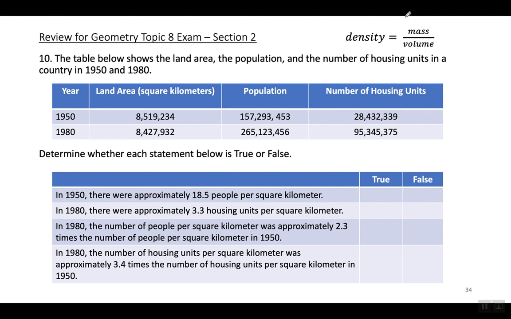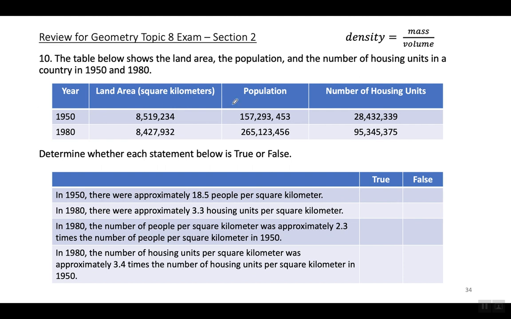The table below shows the land area, the population, and the number of housing units in a country in 1950 and 1980. Determine whether each statement below is true or false. Remember, density is the amount of stuff in a certain amount of space. In this question, you're going to be checking the population density and the density regarding the number of housing units in this space.